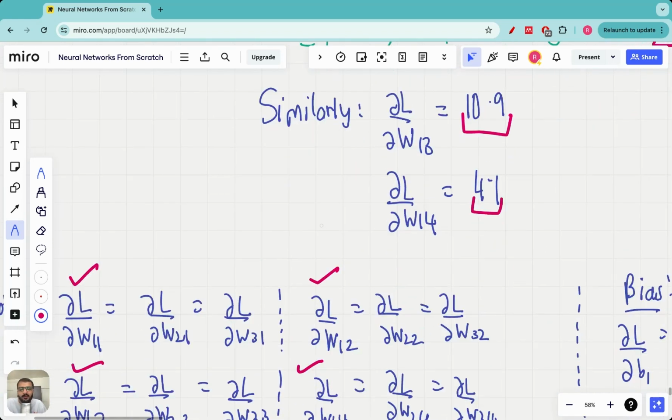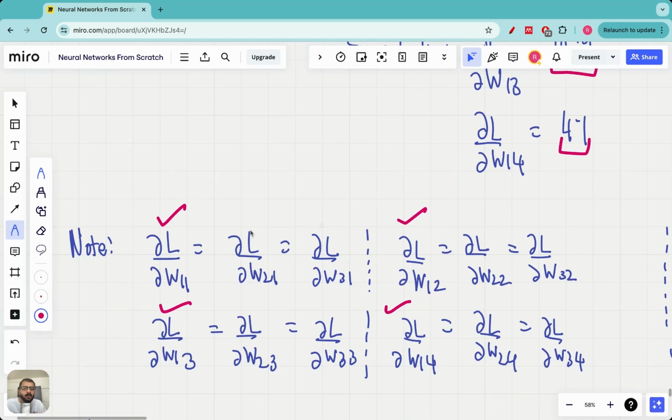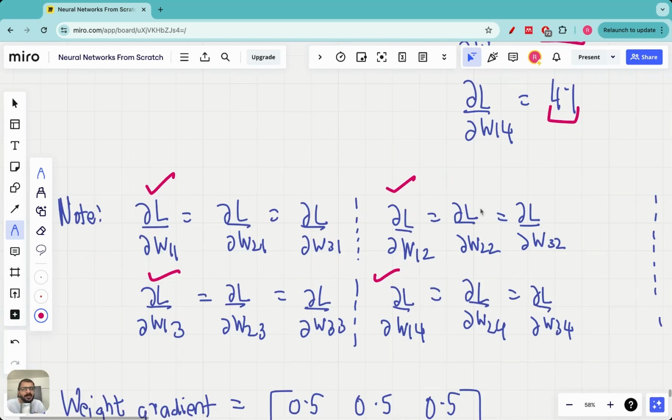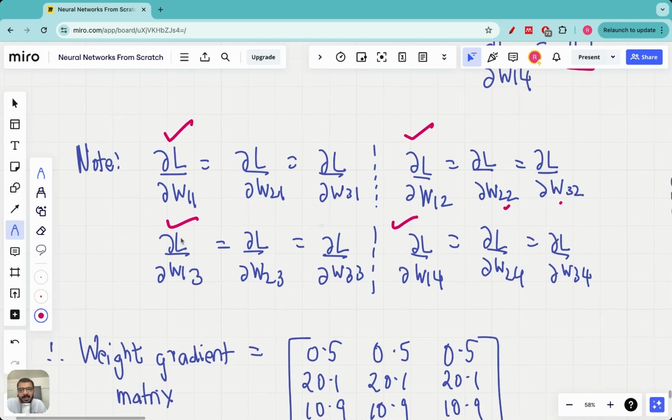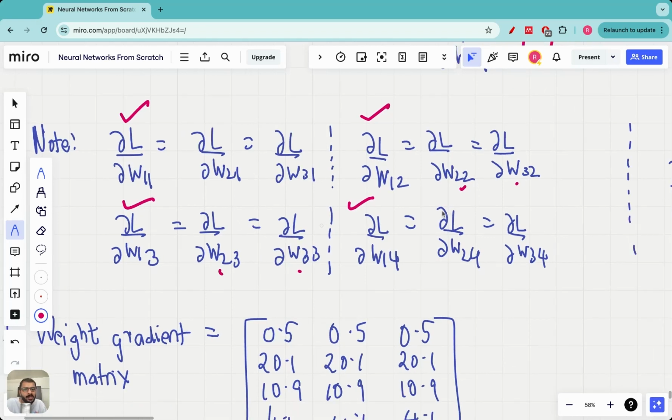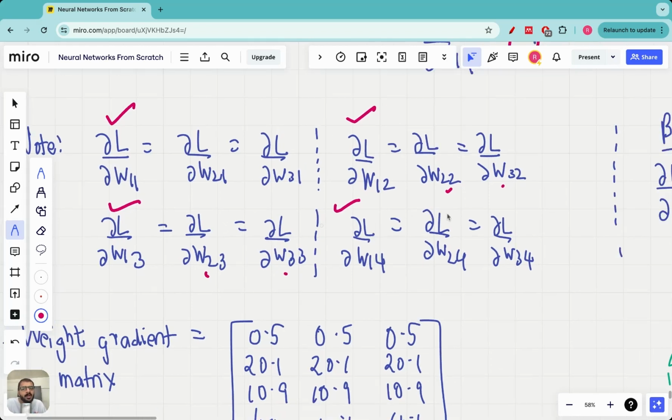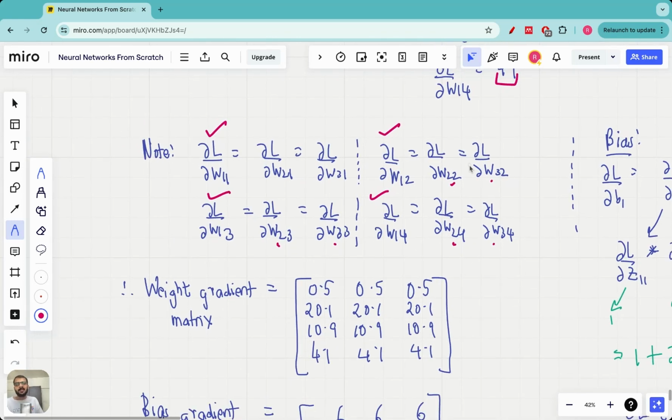So the partial derivative of loss with respect to W11 will be equal to the partial derivative with respect to W21 and W31. Similarly, the partial derivative of loss with respect to W12 will be equal to the partial derivative of loss with respect to W22 and W32. The partial derivative of loss with W13 will be equal to the partial derivative with respect to W23 and W33. And the partial derivative of loss with respect to W14 will be the partial derivative with respect to W24 and W34. That's how we will compute all of these 12 partial derivatives.